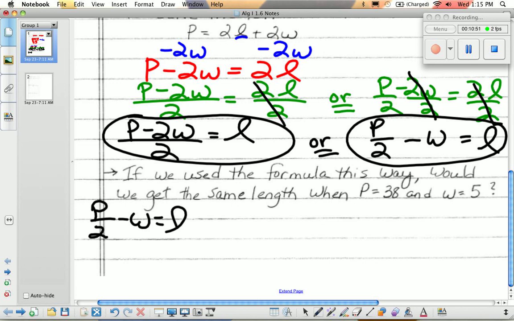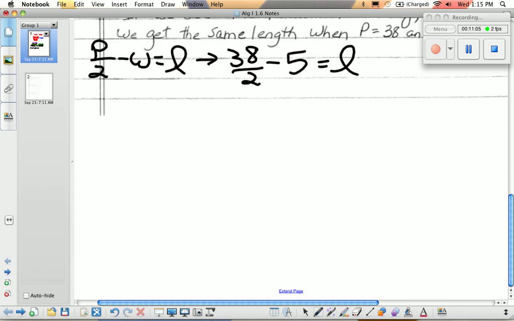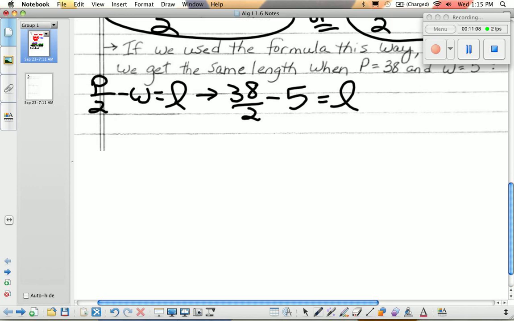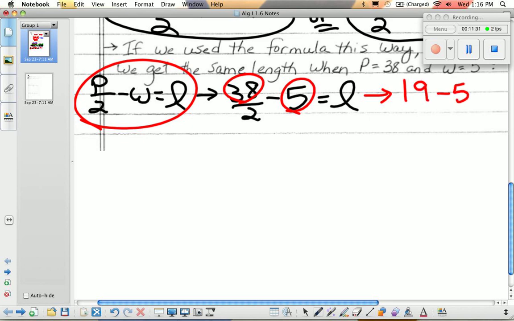Okay, so if we use the formula this way, let's just do it quick and see what would happen. When our perimeter is 38 and our width is 5, will we end up with the same length using the formula in this fashion rather than the way that we had it before? So this is our new name for the formula. Will it also get us L equals 14? So we put 38 in for P, we put 5 in for W, and we're going to simplify that and see if it works out. So what do we get? 38 divided by 2 is? 19. 19 minus 5 equals L.